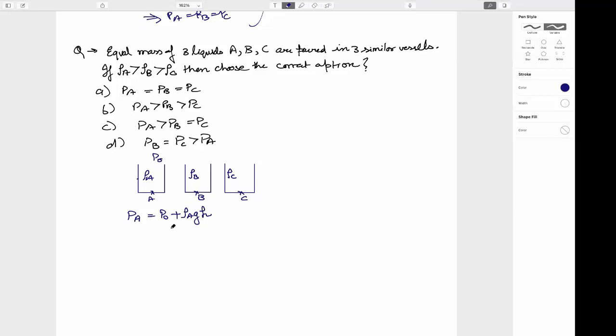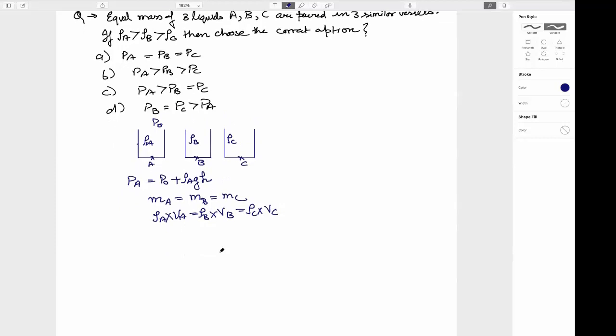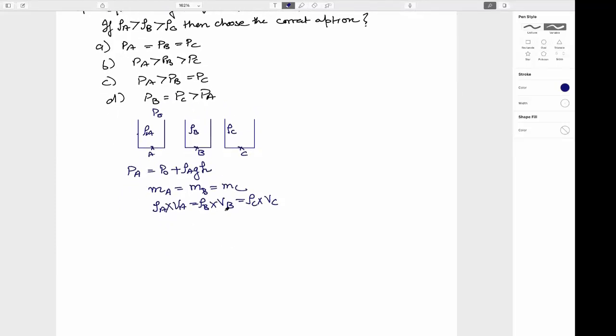We are given that all of them have equal masses. So what is MA? We are given that MA is equal to MB is equal to MC. MA is nothing but rho A into volume of vessel A. MB is rho B into volume of vessel B. MC is rho C into volume of vessel C. So we have equal masses.